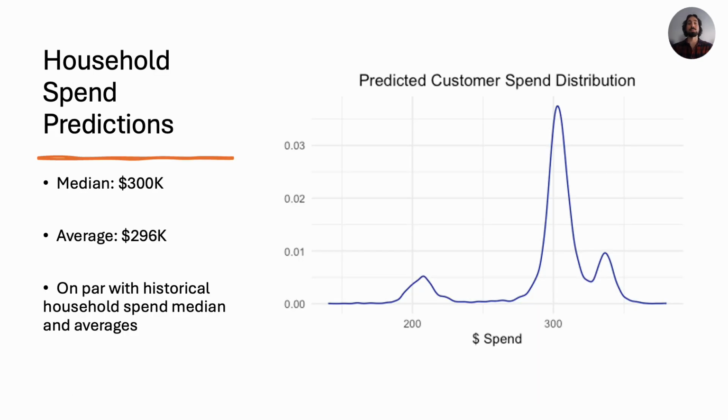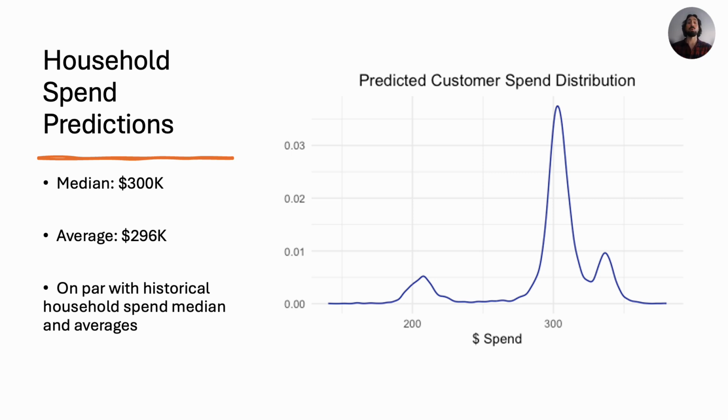This slide presents the predicted household spend distribution based on the XGBoost model. The median predicted household spend is $300,000, while the average is around $296,000. While these values align closely with historical household spending data, it's important to acknowledge that this model is not performing significantly better than simply using the average as a baseline prediction.